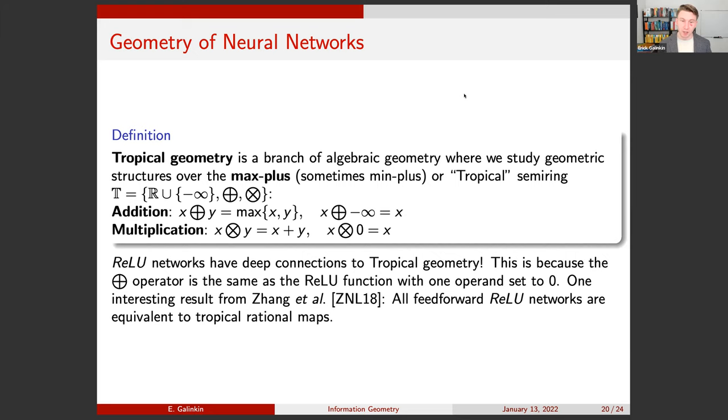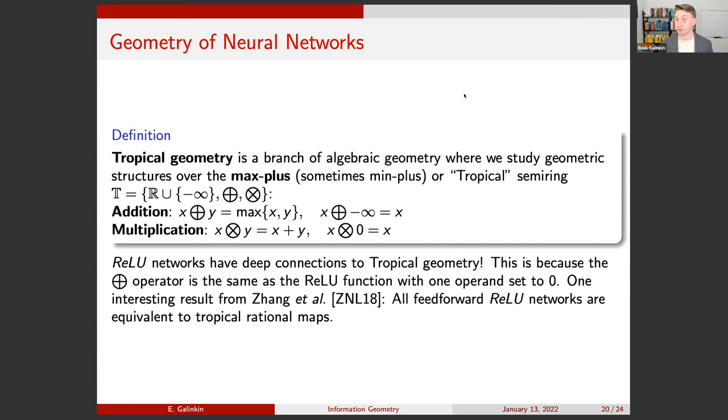And there's this interesting result from Zhang et al., which shows that all feedforward ReLU networks are equivalent to tropical rational maps. A rational map, rational being like the rational numbers, a fraction, map being like a function. So they are rational maps over the tropical semi-ring, a polynomial tropically divided by another polynomial, which is cool. That's unbelievably cool that we have this beautiful geometric representation of feed-forward ReLU networks.